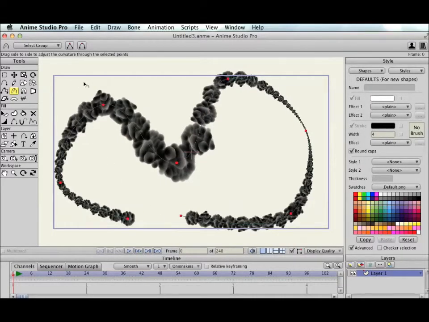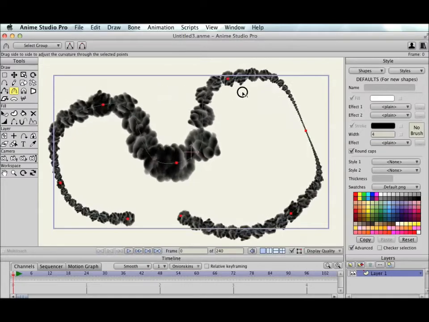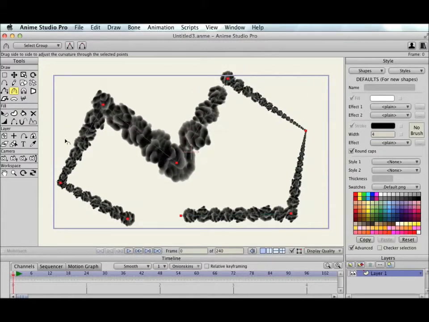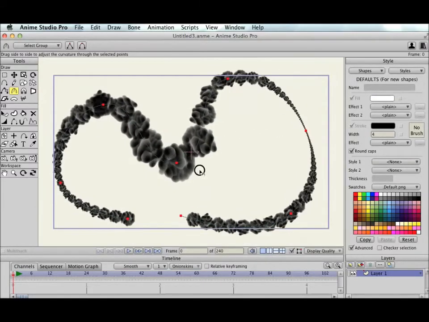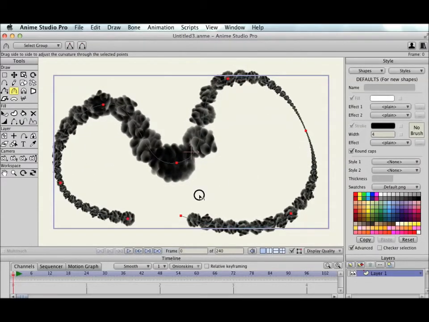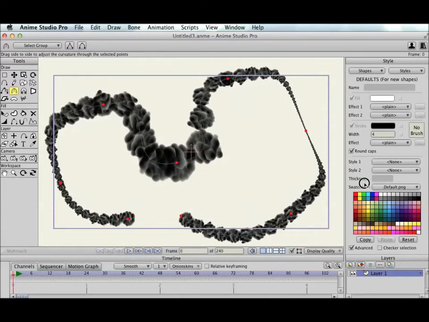I'll select all the points and I'll adjust the curvature again. And now you can see when the curve points get pointy, or when they're curvy, the spacing is consistent. Plus at the ends of the curve, they don't bunch up at all, whether it's pointy or curvy.